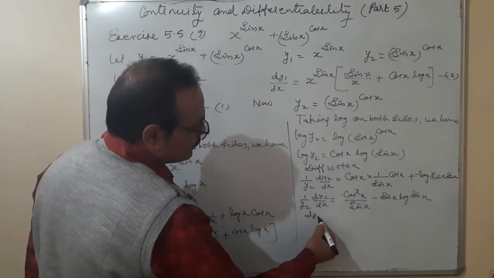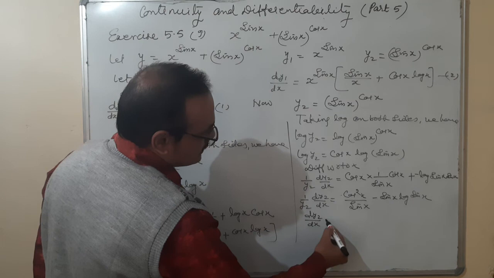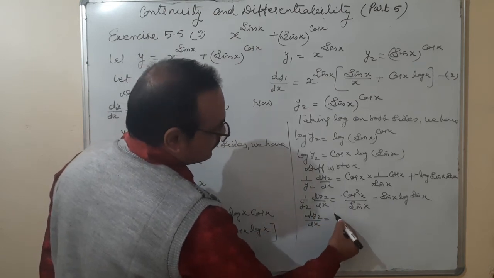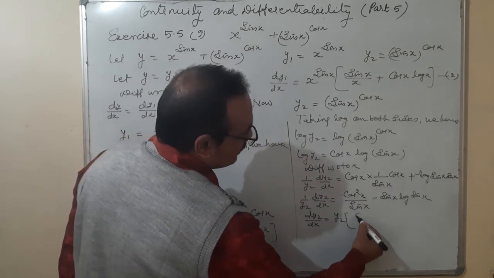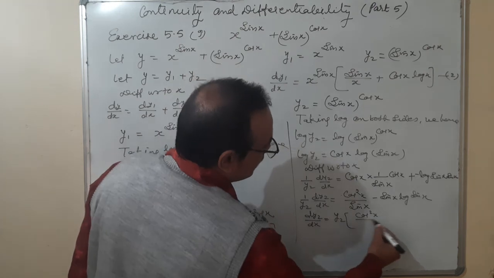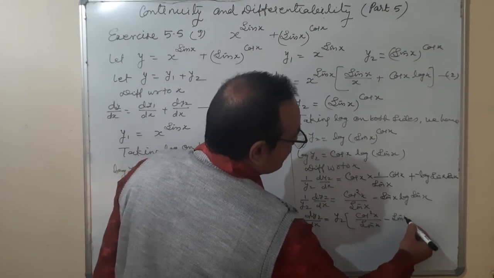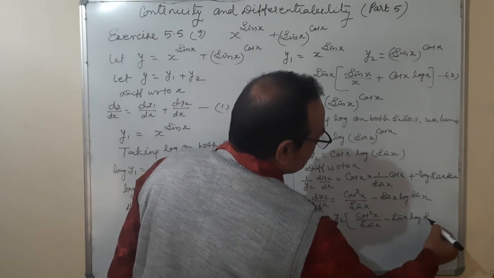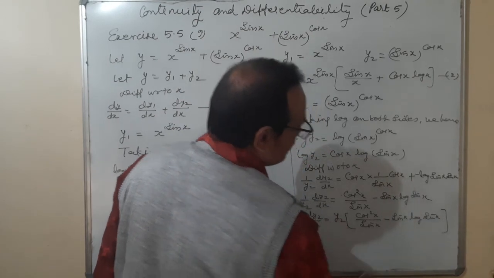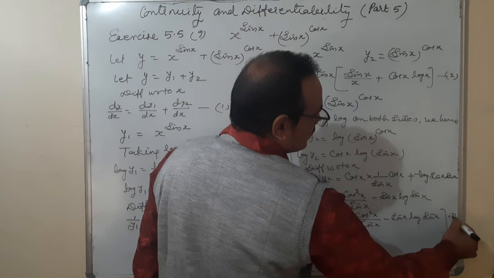Therefore dy2 by dx is equal to y2 into cos square x upon sine x minus sin x log sin x. This is equation number 3.